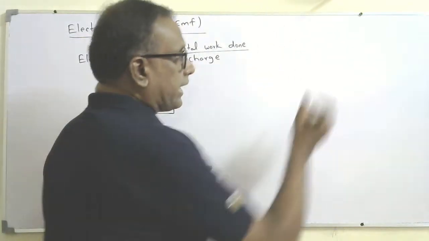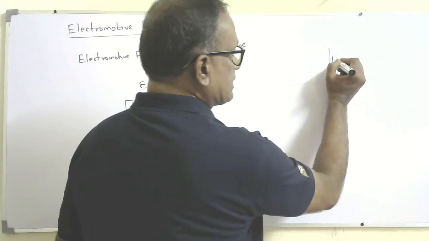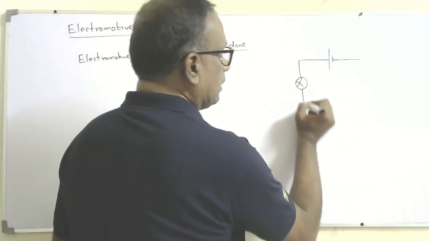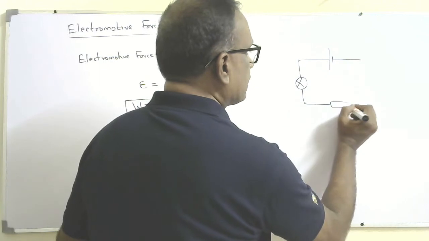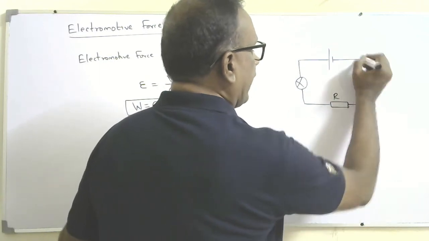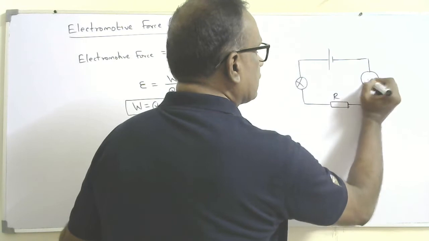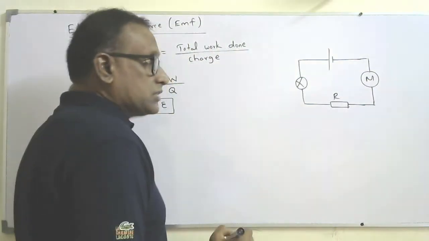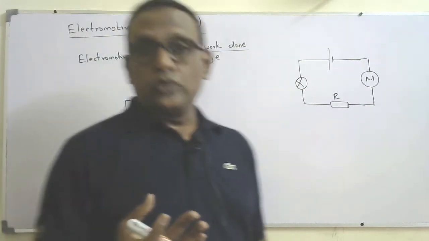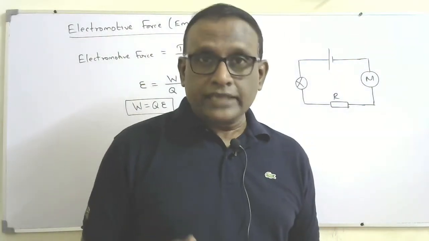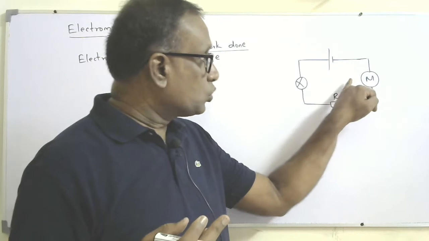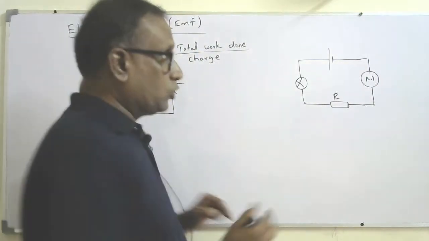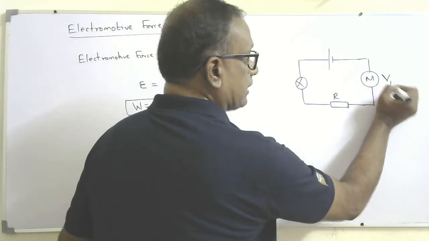So here also, we can consider a simple circuit. There is a bulb and a resistor, and we consider a motor. All these three are connected in series. As I explained earlier about the potential, the amount of work required to move one coulomb charge through the motor is the potential difference across the motor. I can call it V1.